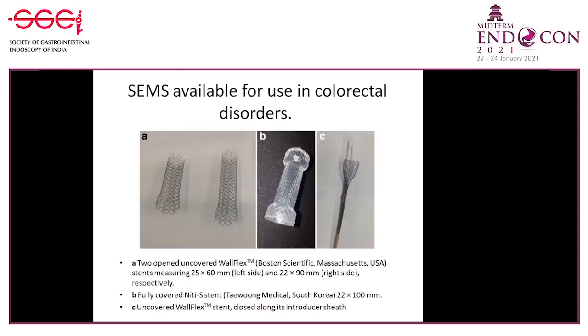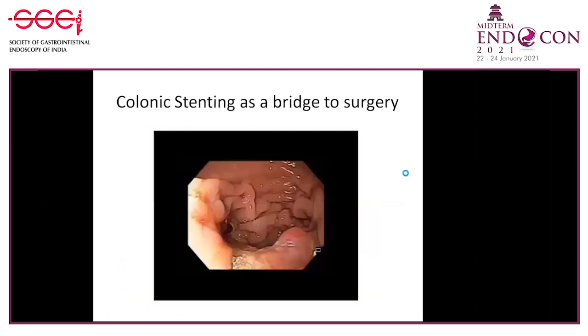Here are the SEMS available. This is an uncovered WallFlex, and most of them have a diameter of 2 centimeters, which is important because on the left side of the colon, the stools are firmer, so you need a larger diameter. Fully covered Niti-S stent. They're all stainless steel or nitinol, and this is the uncovered WallFlex stent.